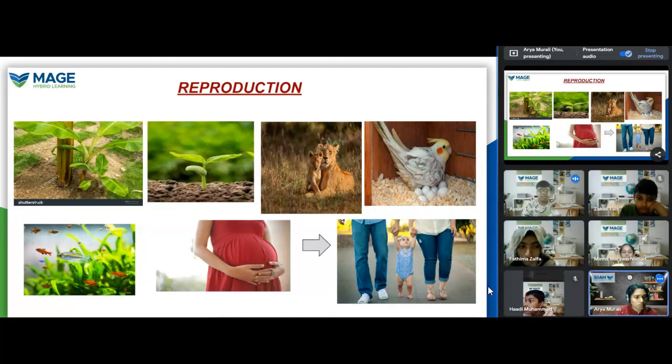How do plants reproduce? By seed. Some plant stems can reproduce into a new plant, right? Do you know any example for that? Yeah, aloe vera. Very good. Aloe vera, if you cut the stem, you can grow it into a new plant. Next, rose, jasmine, all these you can.